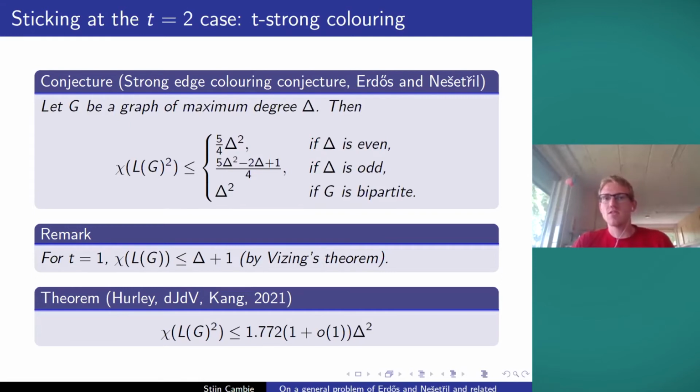The best result known for the conjecture of Erdos and Nešetřil, also called the strong edge coloring conjecture, is approximately 7/4 delta squared, which is only asymptotic, so there is still a big gap to improve here. So this is somewhat the history of the results before for t=2.